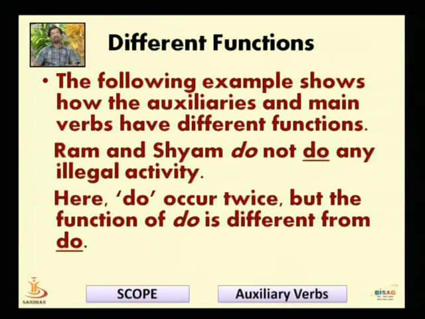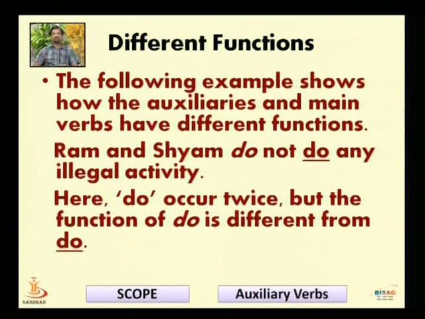For example, if it is an assertive sentence, Ram and Shyam do illegal activity, then if I want to turn it into interrogative, I will have to use do again, and I will have to begin the sentence with do. I would read it, do Ram and Shyam do any illegal activity, and I have to put a question mark. Again in this sentence, friends, you find that do occurs twice, in the beginning as well as after the subject. So it is obvious the do which appears first is an auxiliary verb, because it helps the main verb when it is turned into an interrogative sentence, whereas the do which follows the subject is the main verb.